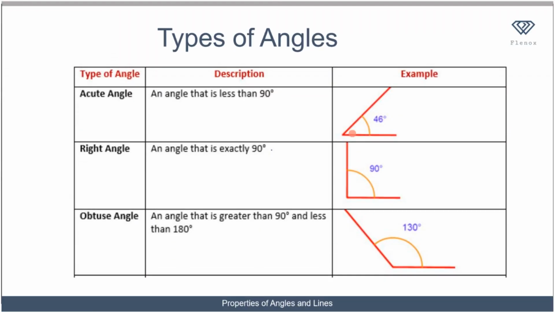Now let's look at some of the types of angles. So first we have the acute angle, an angle that is less than 90 degrees. So when you have two lines intersecting and the space between them is less than 90 degrees, it is referred to as an acute angle. So for a right angle, these are two lines that are separated by 90 degrees. So when the space between two intersecting lines is 90 degrees, we call it a right angle.